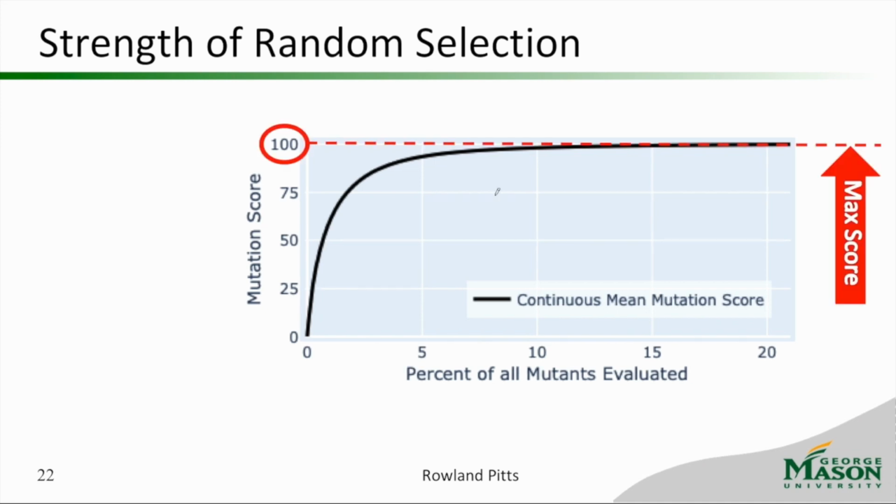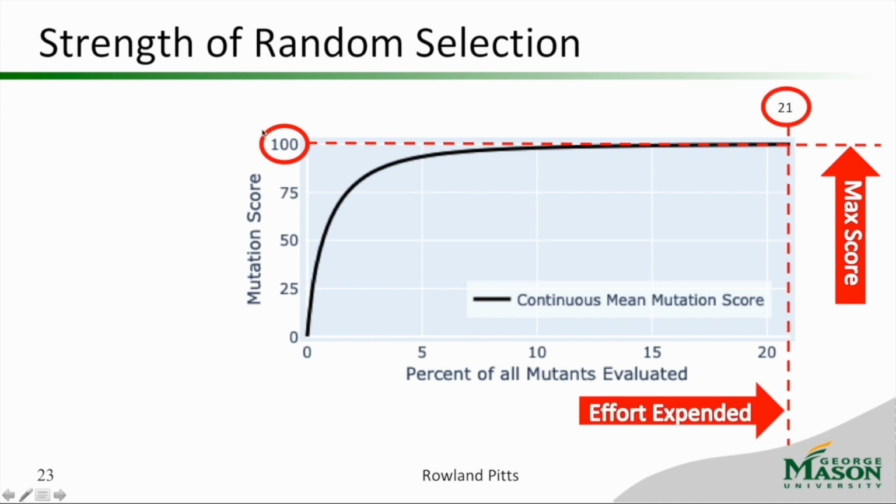Now, because everything we're working with is mutation adequate, they all reach this maximum score of 100. So we're really more concerned with the effort expended to get there. In this example, the tester assessed 21% of all the mutants before they managed to kill all the mutants. And you might think, well, that's not even a quarter of the mutants, and that's because of redundancy, again, where this score rises rapidly because tests tend to kill large swaths of mutants, and then the subsequent tests need to kill the residual mutants.